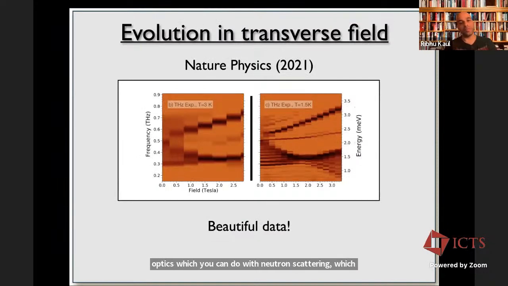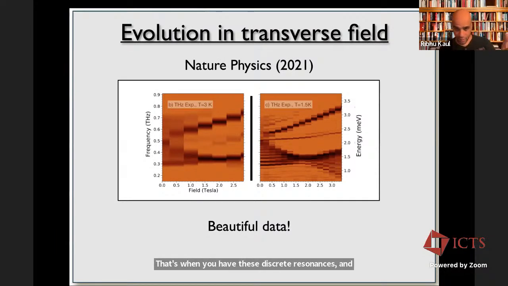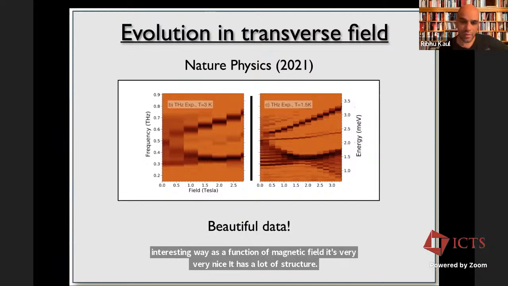Okay, so this is the experimental data. There's an experiment taken at 3 Kelvin and 1.5 Kelvin. Again, 3 Kelvin is above the ordering temperature, 1.5 Kelvin is below the ordering temperature. If you look on the right, let's focus below the ordering temperature, that's when you have these discrete resonances, and those are the oscillating black and orange lines. You see that this evolves in some interesting way as a function of magnetic field. It's very nice. It has a lot of structure.